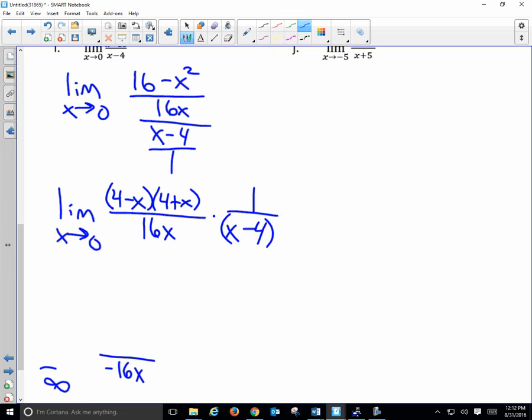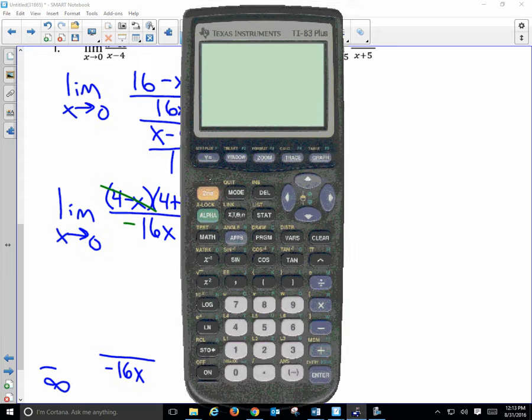Can I cancel out the x minus 4 and the 4 minus x? Are they the same? They're different by a factor of negative 1. So I'll cancel them out, but I have to attach a factor of negative 1. Can you plug in 0 now? No, we still get 0 in the denominator, don't we? This is a problem where you cannot use algebra to solve it. We have to look at a table or at a graph. Take out your calculator.